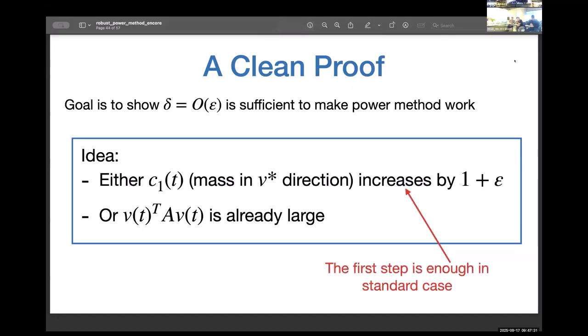Like I said, the first step is enough. You don't need to include this second step in the standard analysis. In the standard analysis, it was always the case that the first component was increasing no matter what. Every step was increasing by a multiplicative factor.